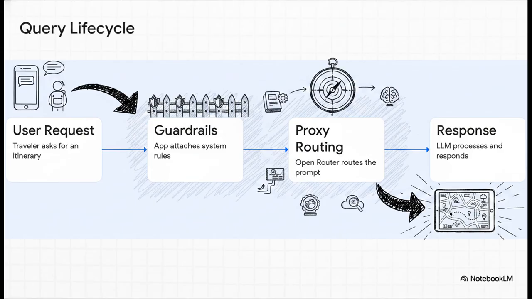From the exact moment a traveler hits enter with their request, the app instantly attaches those essential, invisible system guardrails. Then the OpenRouter proxy takes that combined package and routes it to the perfect, specialized LLM for that specific task. The model processes the data under those strict rules, generates a response, and sends a beautiful, structured itinerary right back to the user. It all happens in literal milliseconds, but the coordination behind it is just incredible.